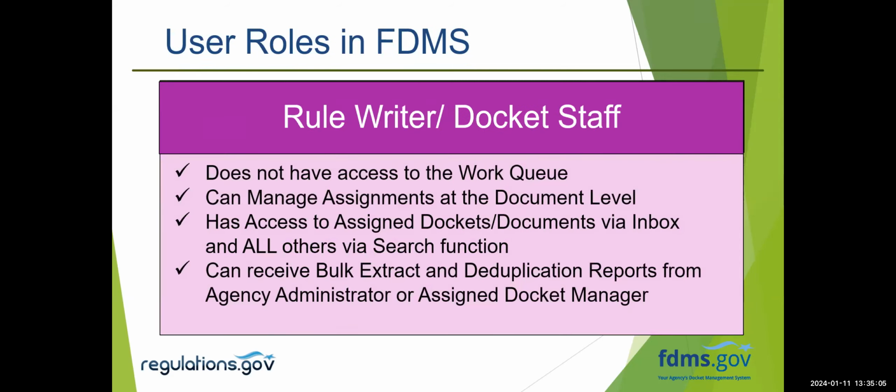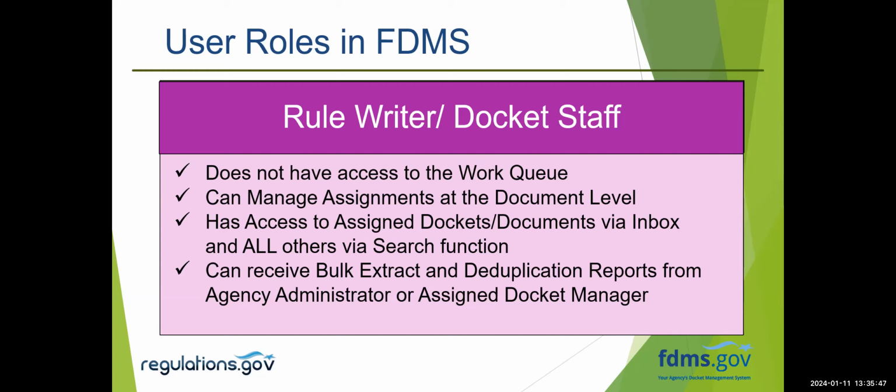As far as rule writers and docket staff's permissions go, they can manage assignments only at the document level. They can't at the docket level. They don't have access to the work queue. They don't have access to the assignments tab. They can receive documents in their inbox if they are assigned to them by the agency administrator or a docket manager. And what is assigned to them by docket managers and agency administrators through the work queue will also show up in their inbox. So that inbox is pretty important. The inbox will not include any documents that are in an inactive status because it's a workspace. So just keep in mind that the inbox is a workspace for all users in FDMS.